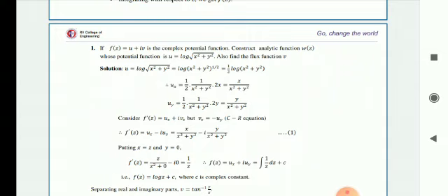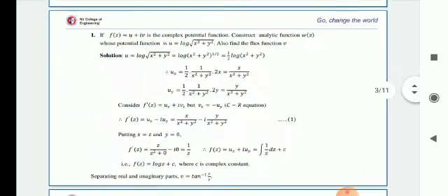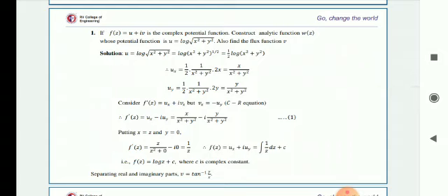Here we have the real part u, which can be taken as half times log of x square plus y square by the property of logarithm. Then find out the partial derivative of this u with respect to x and y. Ux, that is dou u by dou x, gives you x over x square plus y square, and the partial derivative of u with respect to y gives you y over x square plus y square.